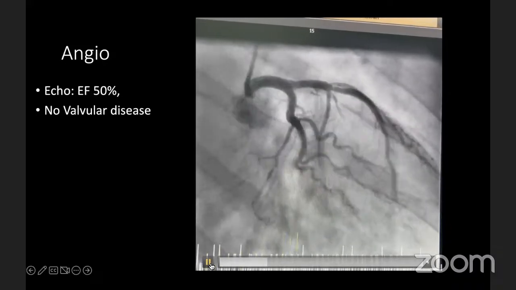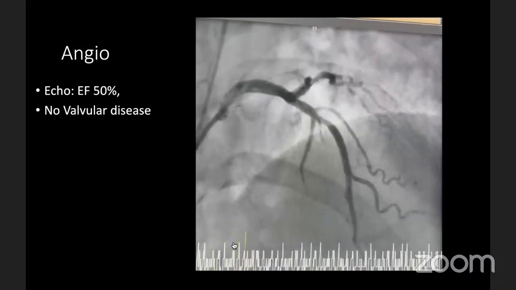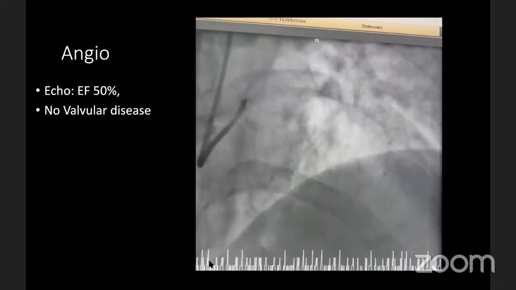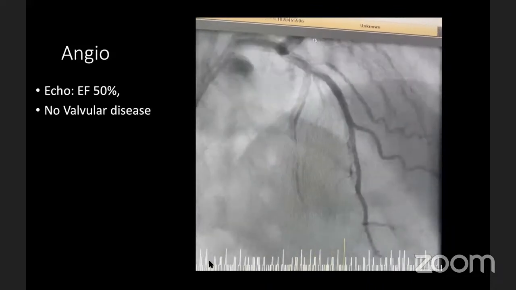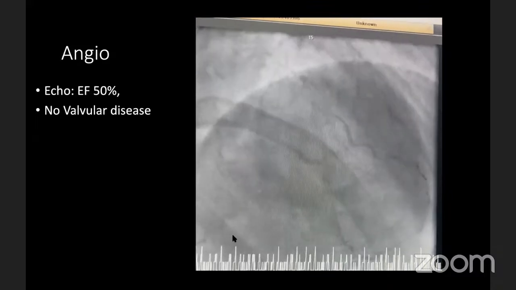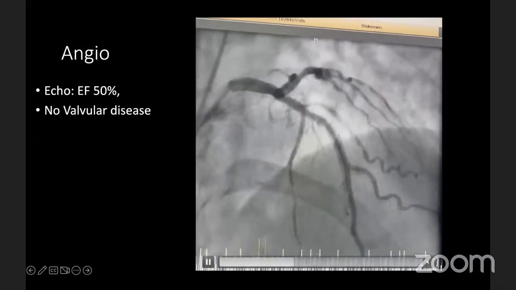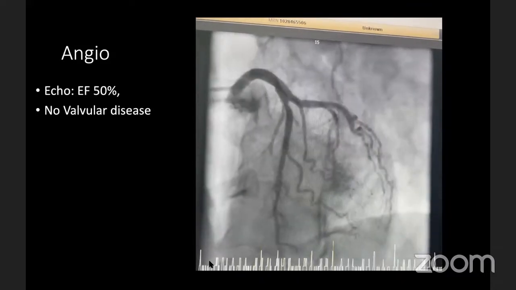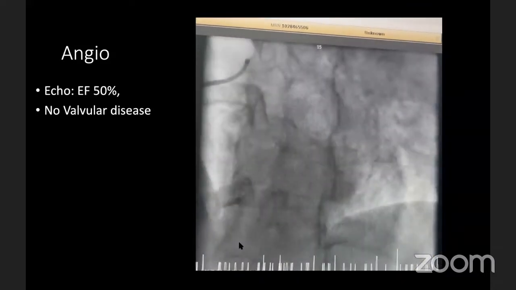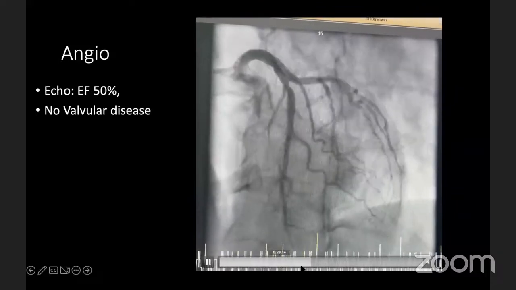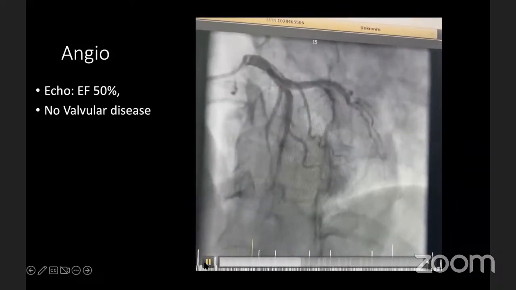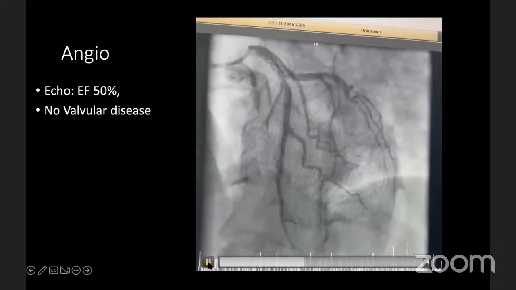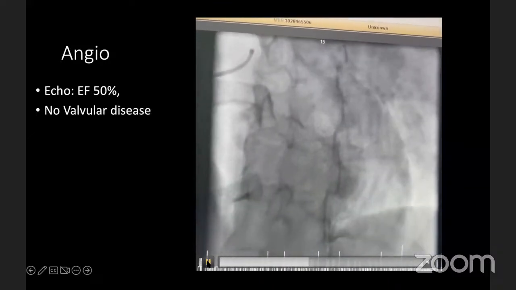The LAD is, I cannot appreciate the LAD very much, but can see again. Left main is normal also. I think there is a proximal LAD lesion. Okay. And that's all. Maybe diagonal as well, but I cannot also comment on the diagonal from this view.